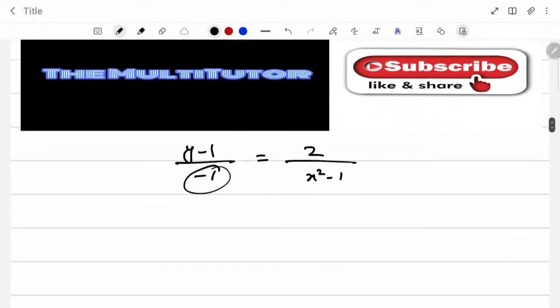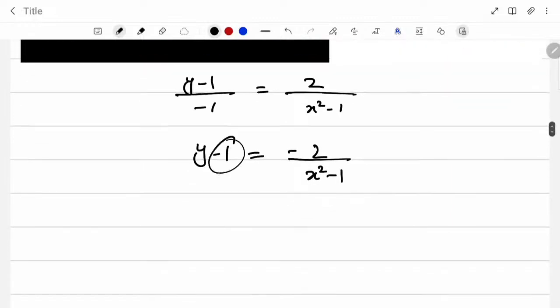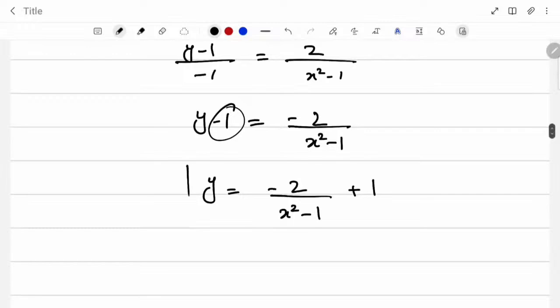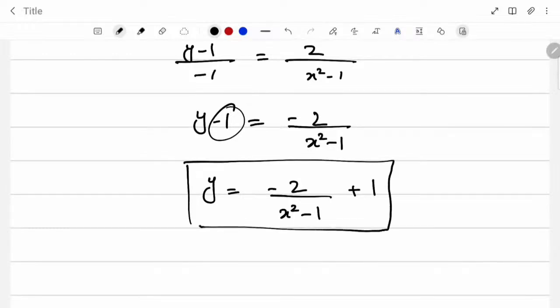So firstly, bring this minus with there. It's minus 2 by x squared minus 1. So now bring this plus 1 to the opposite side. So y equals minus 2 by (x squared minus 1) plus 1. And this is what is required of us. You can further simplify it by an LCM, but there is no need to do it because we just need to make y the subject, the condition is fulfilled, and this is the solution.